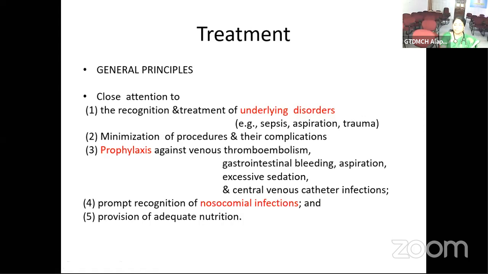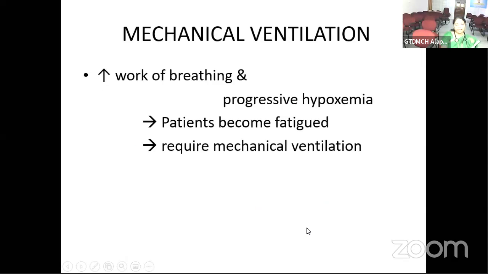Patient can develop gastrointestinal bleeding, aspiration. The patient is in sedation, no? So aspiration can occur. You have to prevent that. Excessive sedation should not happen. You have to put a central venous catheter in ventilated patients, so you have to avoid central venous catheter infections. So prophylaxis against all these things is very, very important. And you have to promptly recognize the nosocomial infections, and you should not forget about provision of adequate nutrition. So these are the general principles: treat the underlying disorders, prophylaxis against thromboembolism and all these things, then provision of adequate nutrition. All these things should also be given attention.